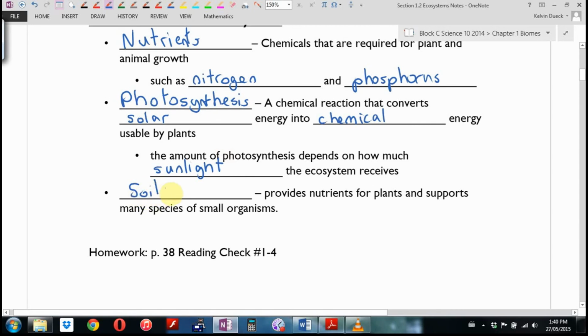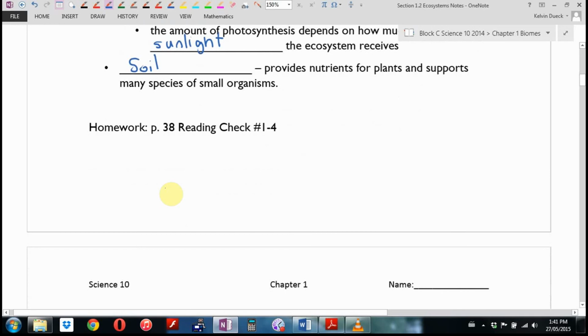It's an abiotic component, a non-living component. Soil provides the nutrients for plants and supports many species of small organisms. Deserts don't support many plants. Dry soil with very few nutrients. One of the reasons the lower mainland does so well for agriculture is we have very good soil. If you plant something almost anywhere between Vancouver and Hope, it'll grow. The soil is pretty much good almost everywhere. That's not the case in all places of the world. Put a little star there, we'll come back to that.